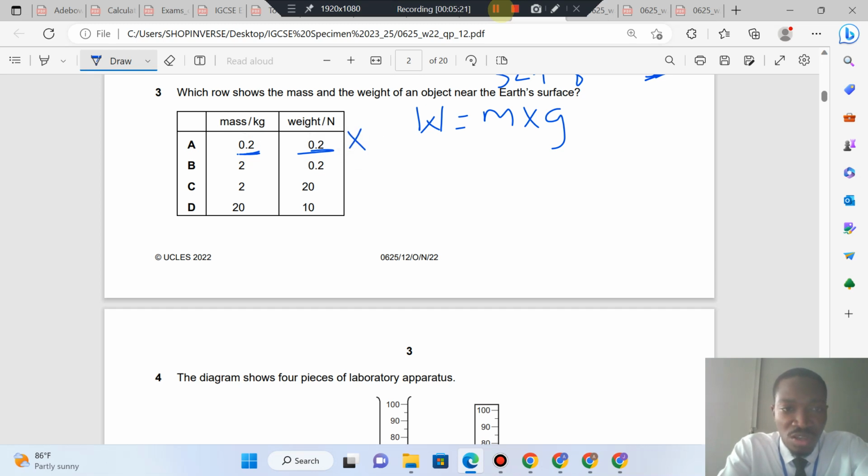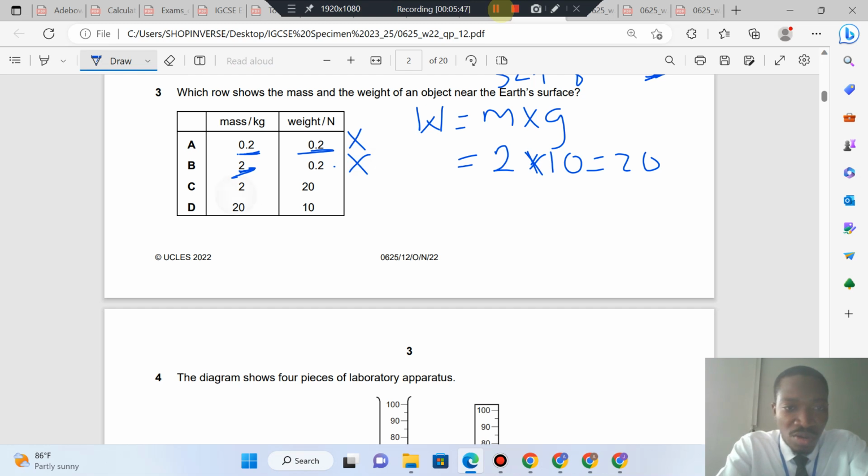So this is wrong. If mass is 2, what will be the weight? Let's multiply mass by 10 to see if you get the weight. So when the mass is 2, weight is mass times gravity. Remember that gravity is 10, okay? So 2 times 10 gives us 20. That means the weight here is supposed to be 20, but it's written as 0.2. Okay, that means this is not correct.